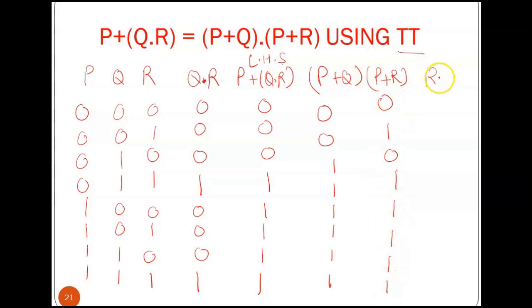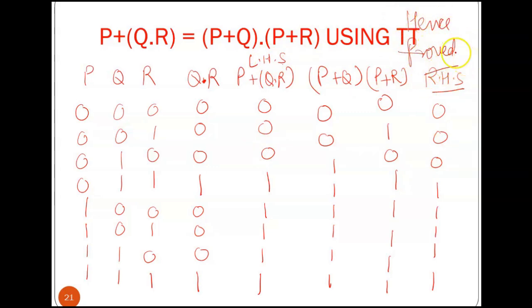Now we have a dot sign here if both are true. So 0, 0, 0, 0, 1, 0, 1, 0, 0, and last 1, 2, 3, 4, 5. All true, okay? So you can check it. This is the LHS, this is the RHS, and both are same. So hence proved by truth table.